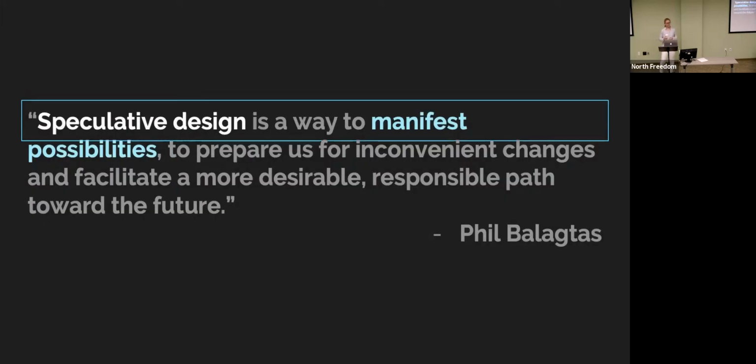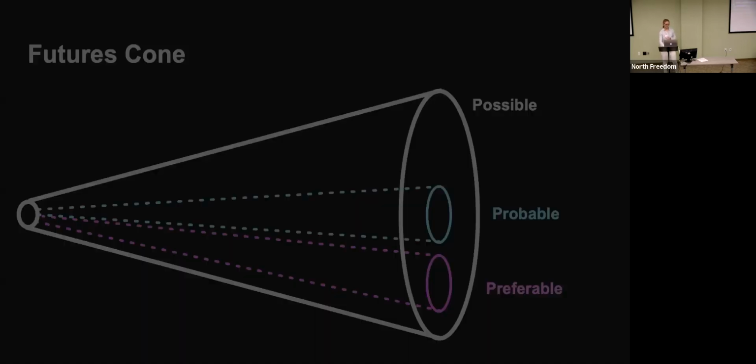So speculative design is the act of looking at that far future. Phil Galactus, who is an advisor in speculative design, and a number of my ideas shown in the presentation are pulled directly from his research, defines it as a way to manifest possibilities, to prepare us for inconvenient changes, and to guide paths of our software toward the future. In other words, it allows us to brainstorm on the many possibilities that our product may have so that we can make more informed decisions today on what might happen in the future. And it does so by pushing us outside of our comfort zones.